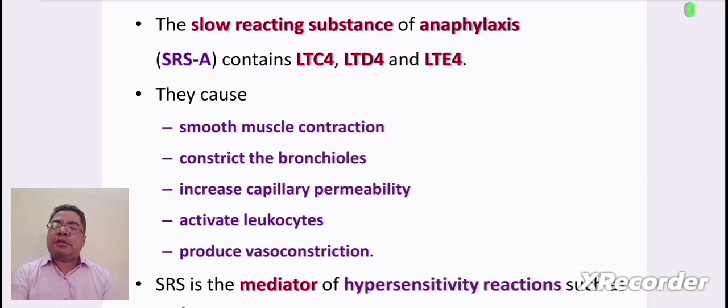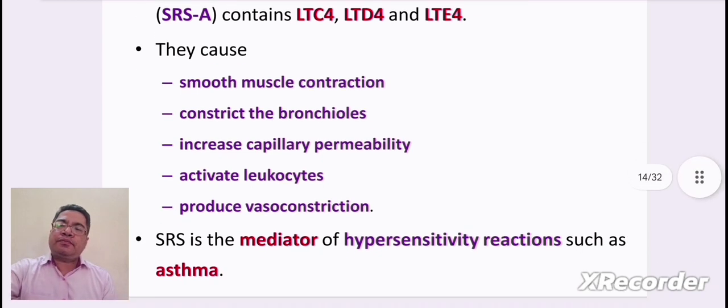Slow reacting substance of anaphylaxis contains leukotriene C4, D4 and E4. They cause smooth muscle constriction of bronchioles, increase capillary permeability, activate leukocytes and produce vasoconstriction. SRS is the mediator of hypersensitivity reactions such as asthma.